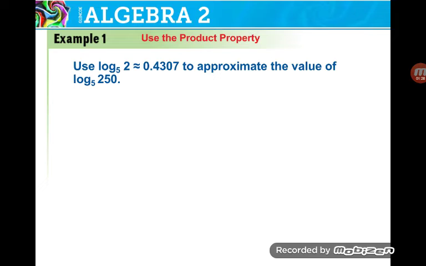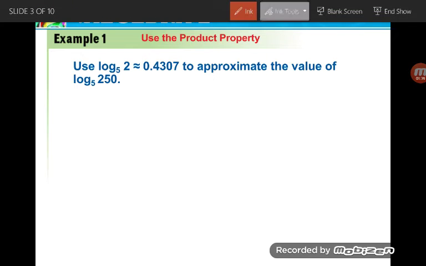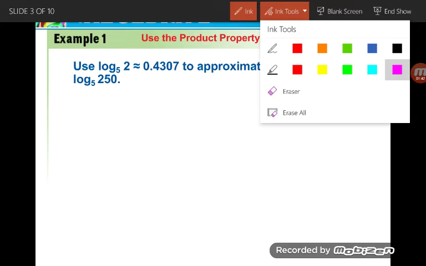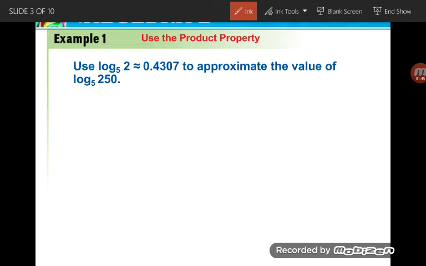Okay, example 1. Use log 2 for base 5 is equal to 0.4307 to approximate the value of log 250 for base 5. First of all, you have to convert log 250 in terms of log 2 for base 5. So 250 is 2 times 125, and 125 is equal to 5 times 5 times 5, which is 5 to the power of 3.